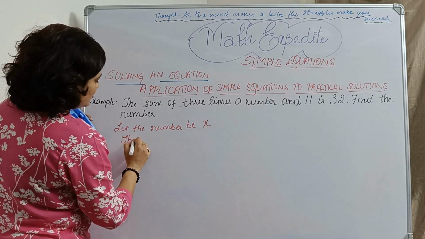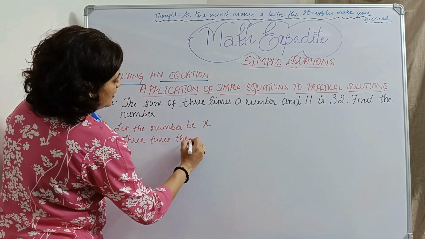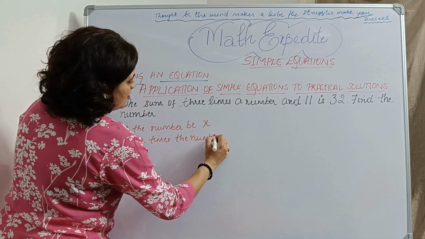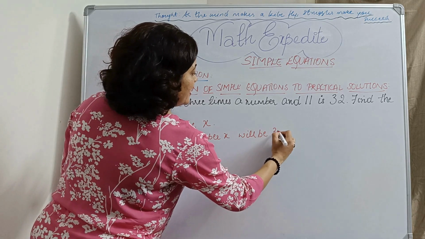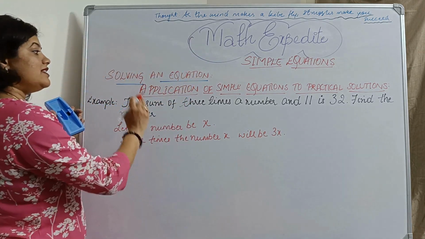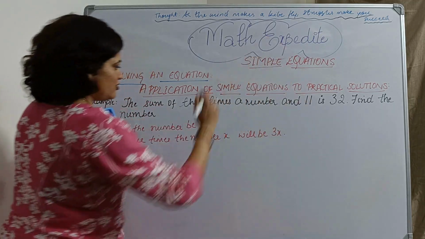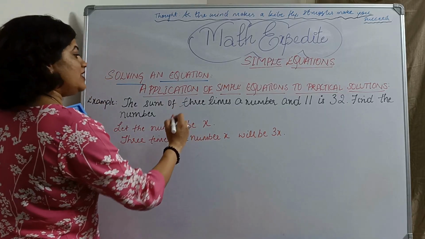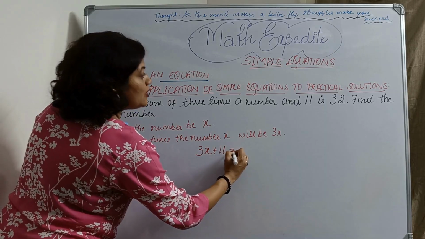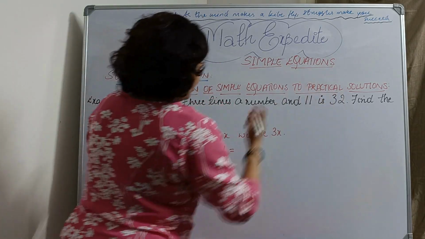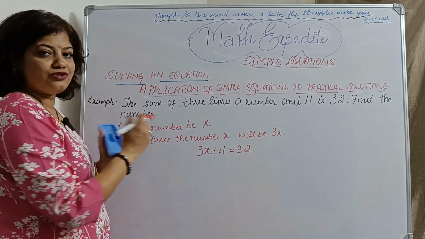So 3 times the number x will be 3x, correct? Then the sum of 3 times a number and 11. So what is the sum of 3 times a number? It is 3x plus 11 is equal to how much? 32. So we got the equation. Now we have to solve it.